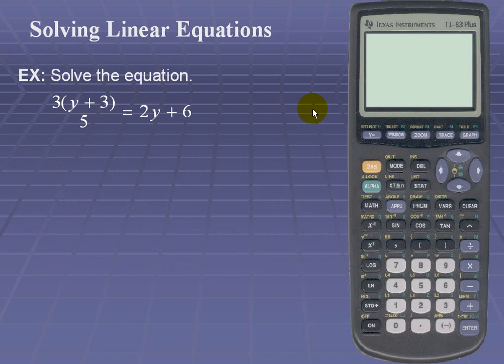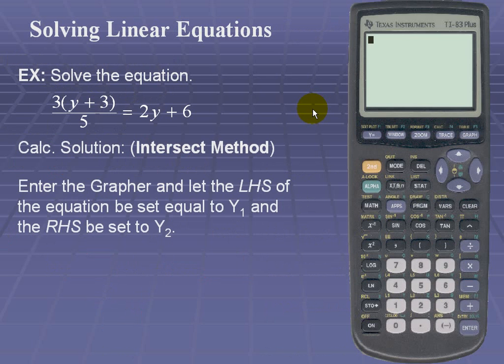Let's look at the calculator solution. For this particular example, we'll be using the intersect method. First, we'll enter the grapher, and we'll let the left hand side of the equation be set equal to y sub 1, and we'll let the right hand side of our equation be set equal to y sub 2. So we'll use y equal to enter our grapher.